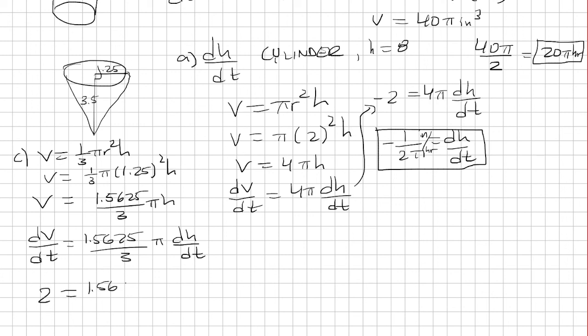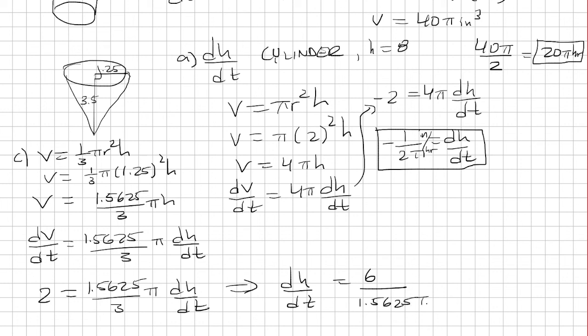And so now we can just solve for dH over dt. And so we'll multiply by 3, divide by 1.5625 pi, and this is going to be in inches per hour. And that's our answer.